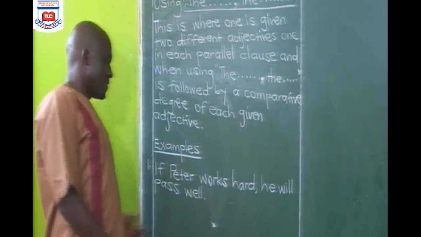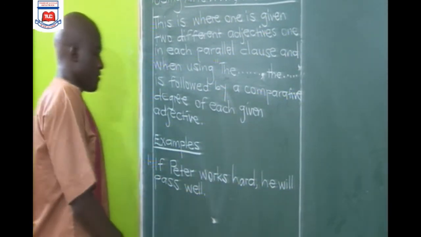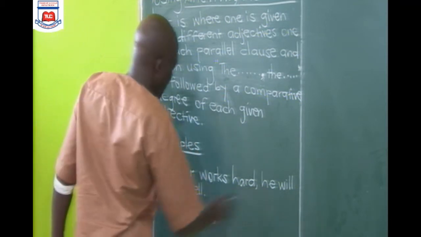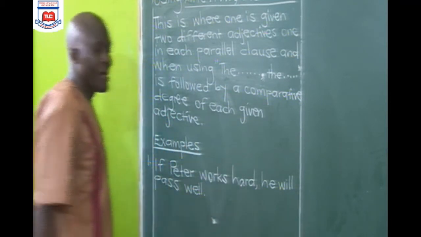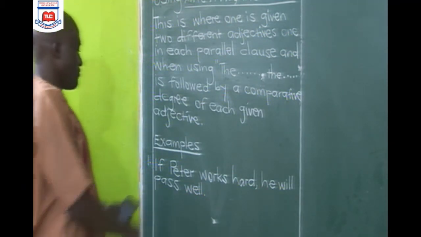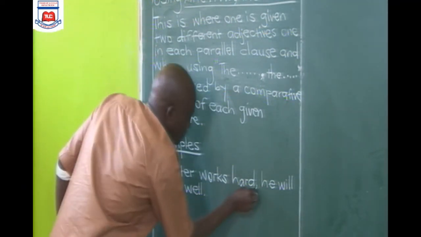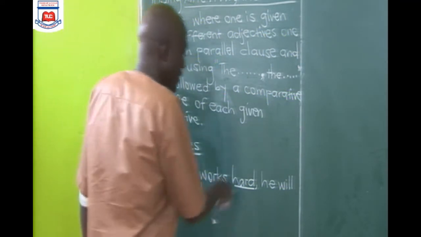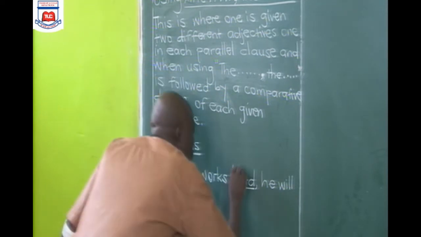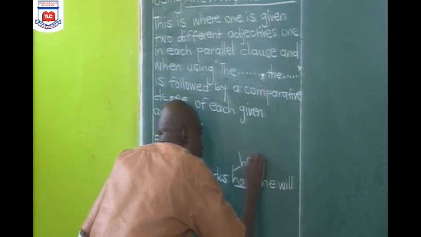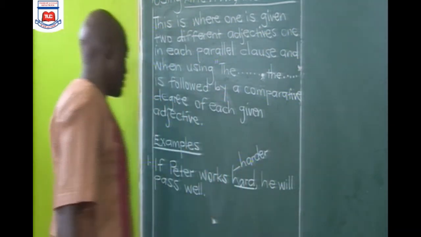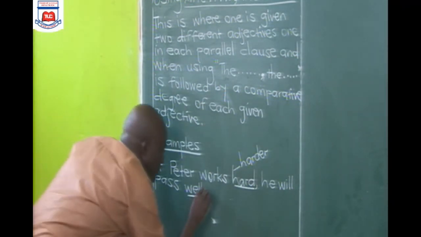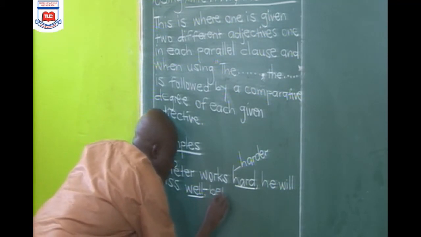Now, there are two different sentences here. The first sentence is, if Peter works hard. Then the next sentence is, he will pass well. Each of these sentences has an adjective given. In the first sentence, the adjective given is hard. What is the comparative degree of the adjective hard? Remember, it has one syllable, so the comparative degree here is harder. The next adjective given is well. What is its comparative degree? The comparative degree of well is better.